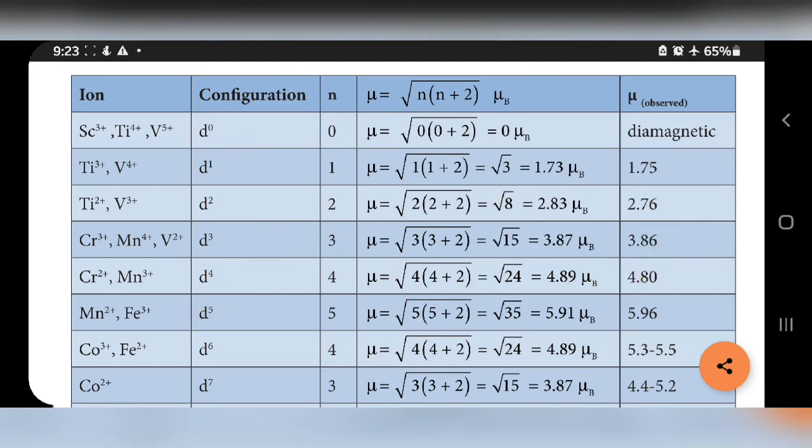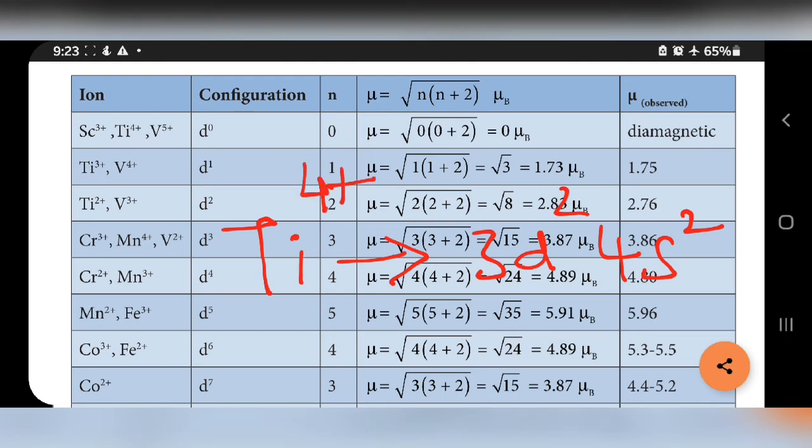Like that we can work out the electronic configuration for titanium 4 plus. For titanium, 3d2 4s2 is the electronic configuration. Titanium 4 plus means you have to remove 4 electrons, so 2 electrons are removed from the 4s orbital and 2 electrons from the 3d orbital. So finally the electronic configuration is d0.